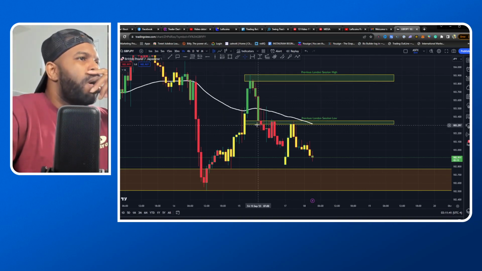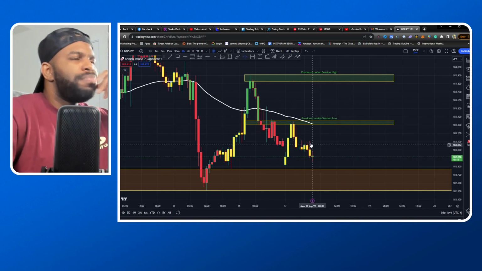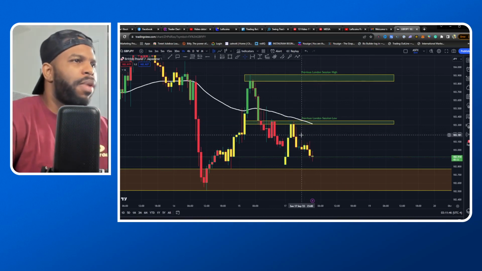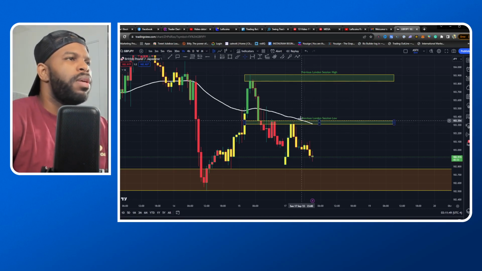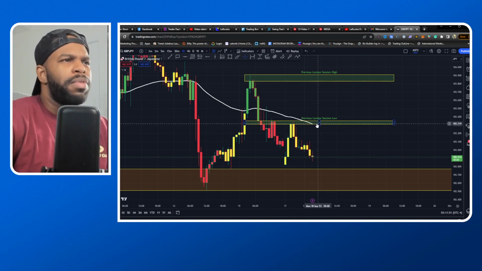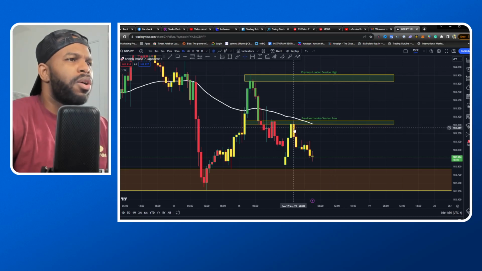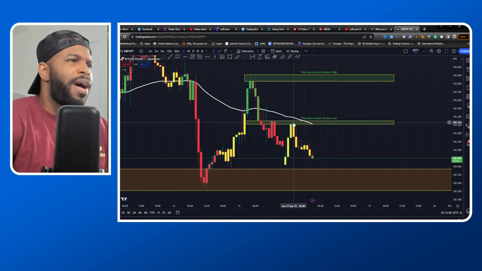But we'll see. When it comes to the London session, I want price to come back up into the zones. And not only that, we have a previous London session low here, but we also have a previous Asian high right here. So we have a previous Asian session high, and we also have a previous London session low here. So this is a major level here.